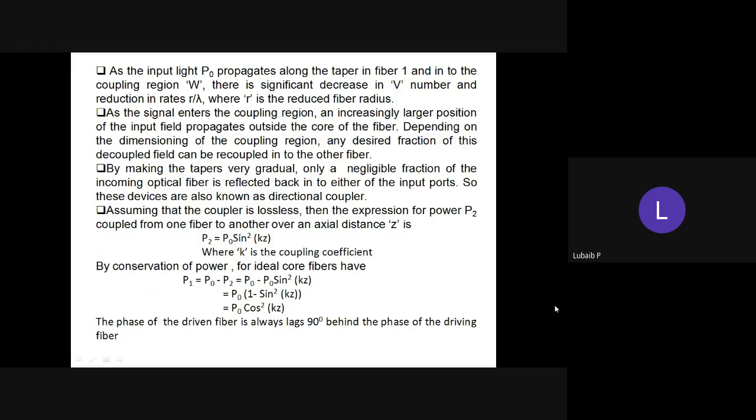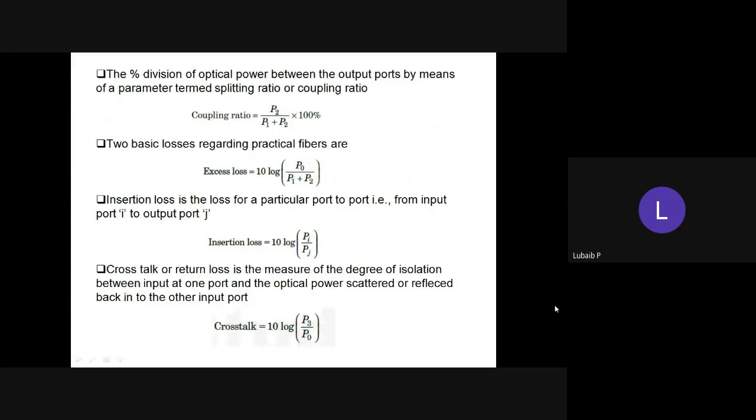Here the phase of the driven fiber always lags 90 degrees behind the phase of the driving fiber. P1 is the input-side power, and P2 is the power coupled from one fiber to another. From these equations, the phase of the driven fiber lags 90 degrees behind the driving fiber, because P2 equals P0 sine square Kz, whereas P1 equals P0 cos square Kz.